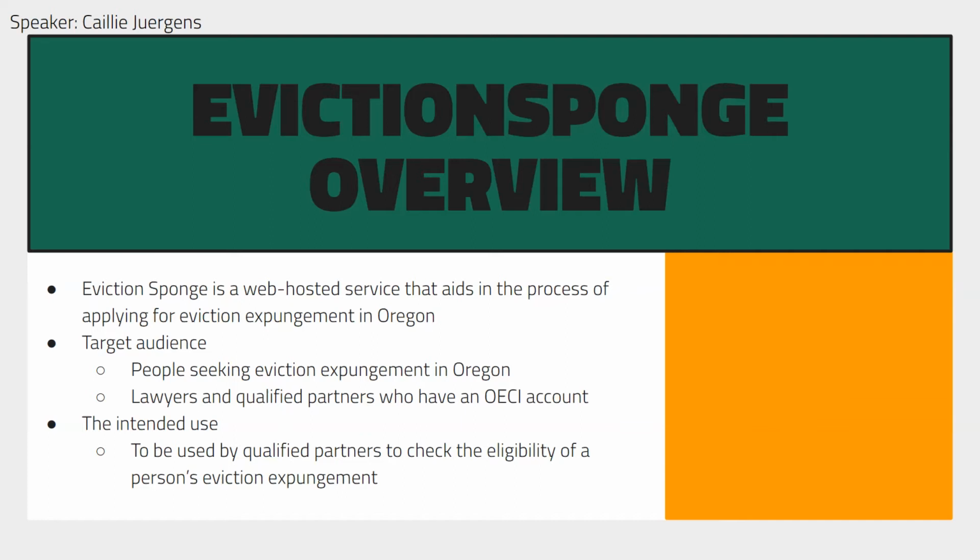The target audience for this software includes people who are seeking eviction expungement in Oregon, as well as lawyers and qualified partners who have an Oregon eCourt Case Information, or OECI, account. The intended use of this software is to assist a qualified partner in checking the eligibility of a person seeking an eviction expungement.